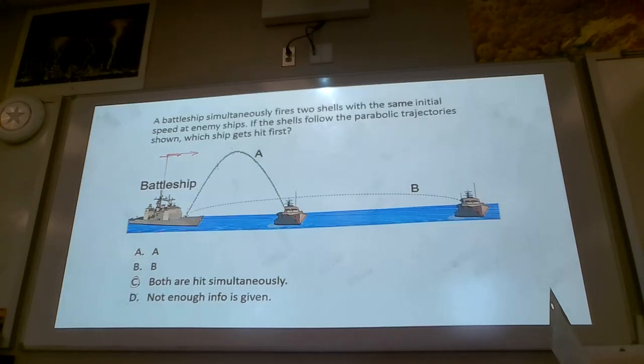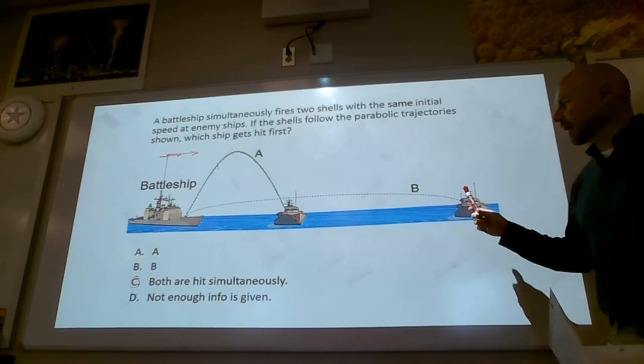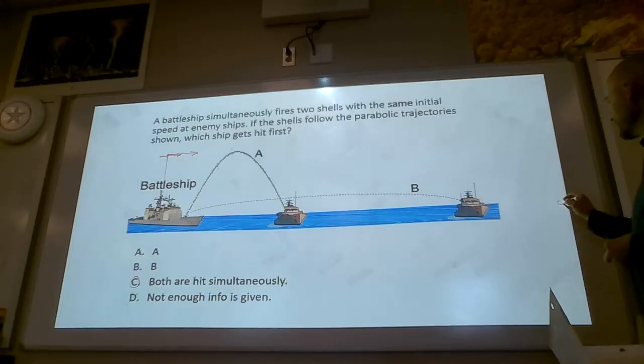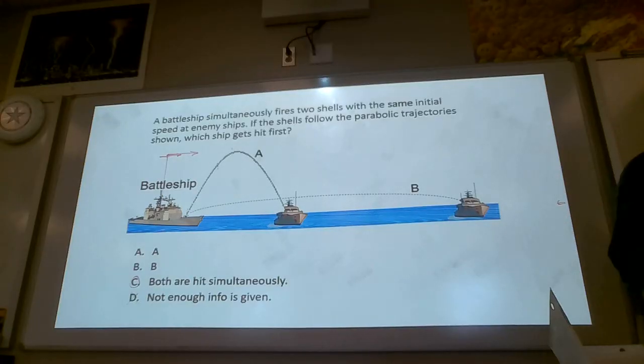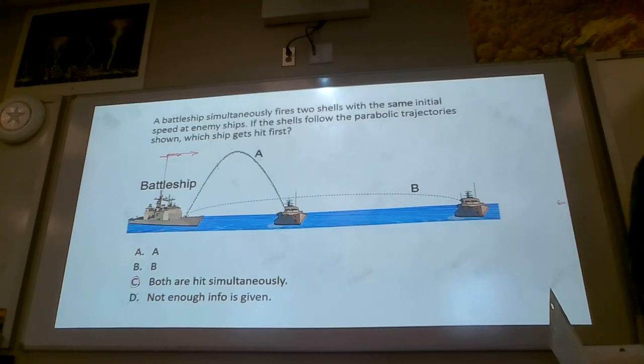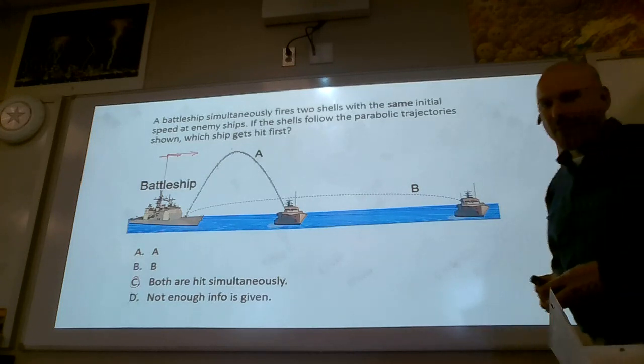Okay, why am I picking 45 degrees? Middle point. That's your maximum range. So 45 is going to be somewhere over here. B got closer to that than A did. Does that make sense? Okay. Correct answer is B. All right.